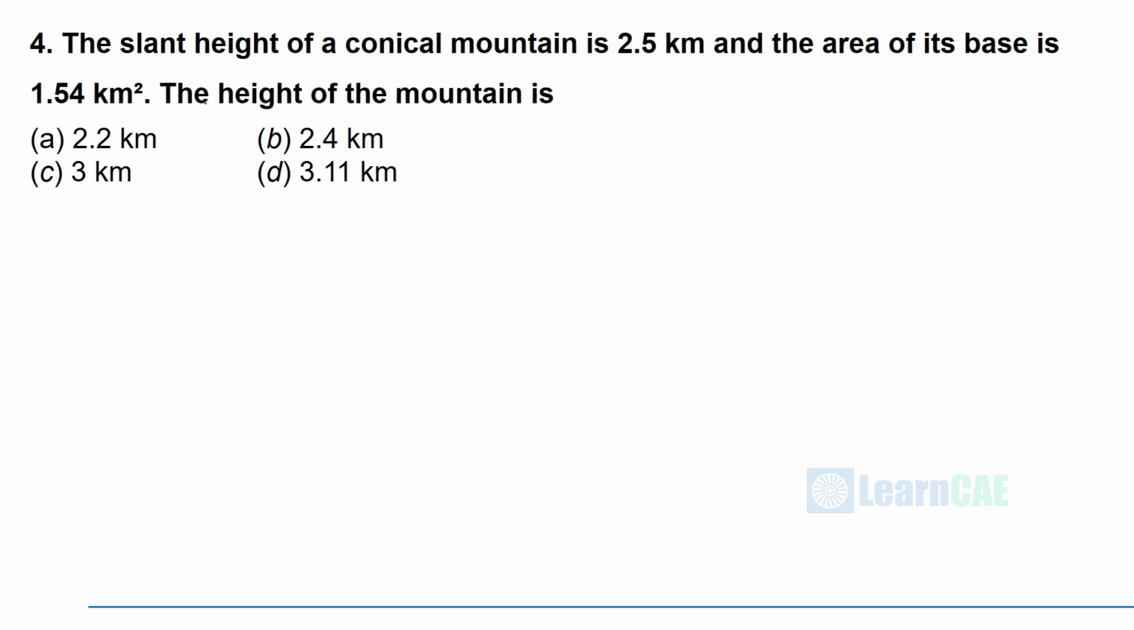Next question. The slant height of a conical mountain is 2.5 km and the area of its base is 1.54 km square. The height of the mountain is. Let us draw the cone.